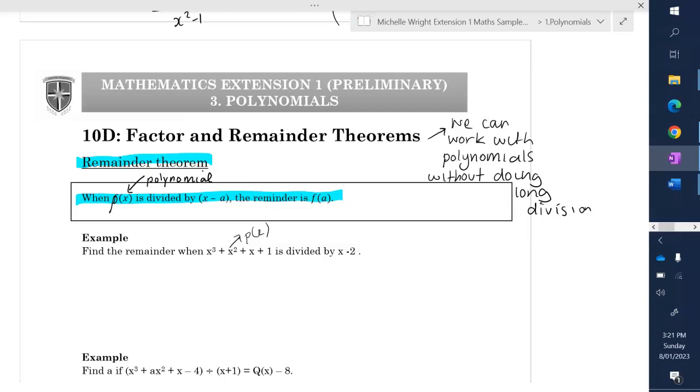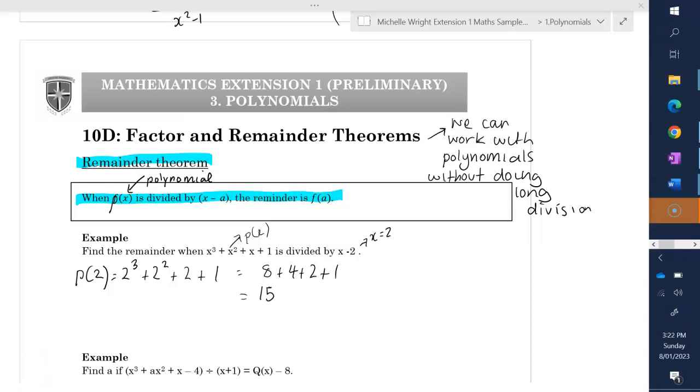So note that it's like working with our zeros. We're saying x minus a is equal to 0, so we're looking at x is equal to a. In this case, x is equal to 2. So p of 2 will give us our remainder. That's going to be 2 cubed plus 2 squared plus 2 plus 1. 2 cubed is 8, plus 4, plus 2, plus 1, which is 15. So our remainder is going to be 15.